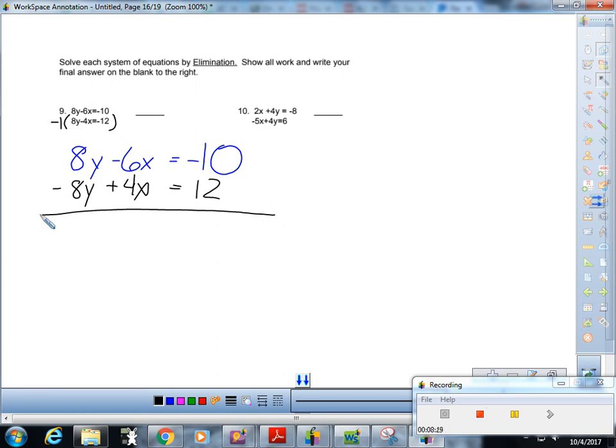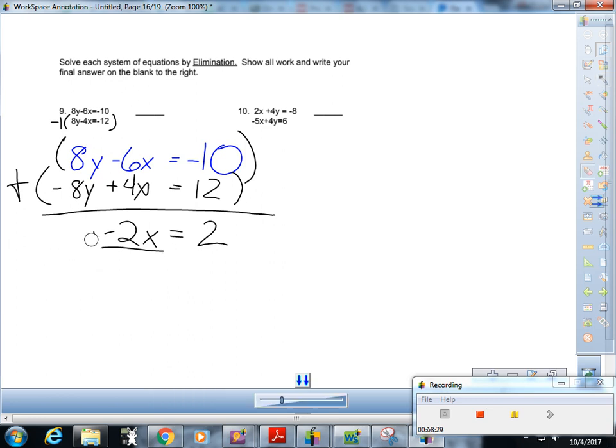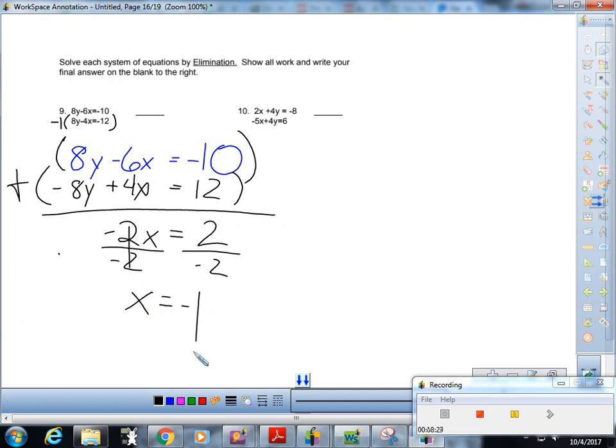And now, if you notice, the goal is to get the number in front of one of these sets of letters to cancel when you add them. So if we add up these two things, 8y plus negative 8y is 0. Good, that's what we wanted. The y's are now gone. That's why it's called the elimination method. Negative 2x equals positive 2. So divide each side. Look, this is gone. This is just a 0. So divide each side by negative 2. And you get x equals negative 1.